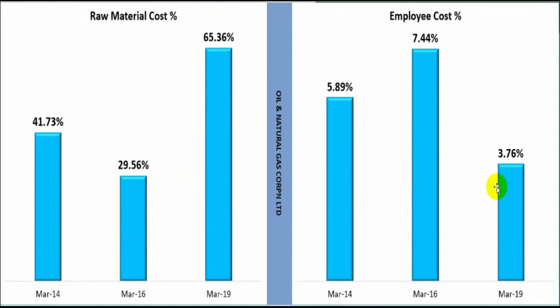The employee cost in March 19 was only 3.7% of the total sales, whereas in 16 it was 7.4. The sales has increased, therefore per employee revenue generated has also increased, whereas the overall percentage of employee cost to total sales has decreased to 3.76%.